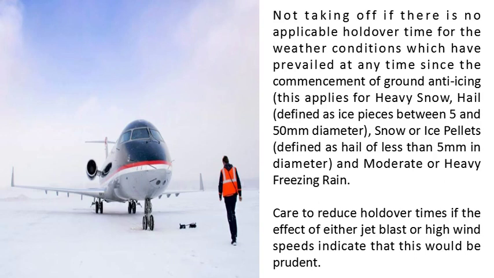Not taking off if there is no applicable holdover time for the weather conditions which have prevailed at any time since the commencement of ground anti-icing. This applies for heavy snow, hail, defined as ice pieces between 5 and 50 mm diameter, snow or ice pellets, defined as hail of less than 5 mm in diameter, and moderate or heavy freezing rain. Care to reduce holdover times if the effect of either jet blast or high wind speeds indicate that this would be prudent.